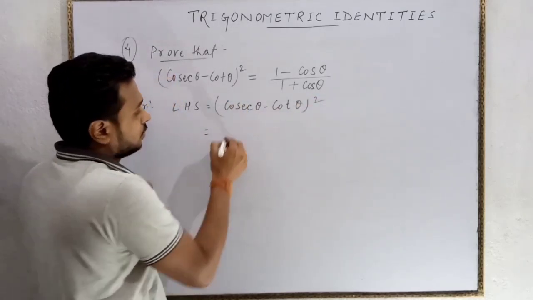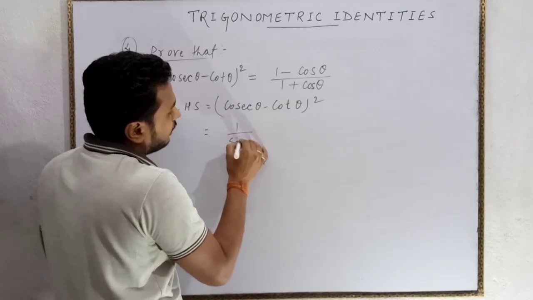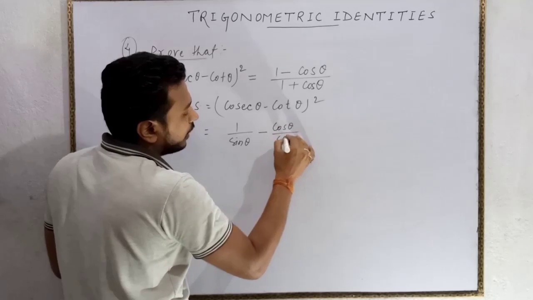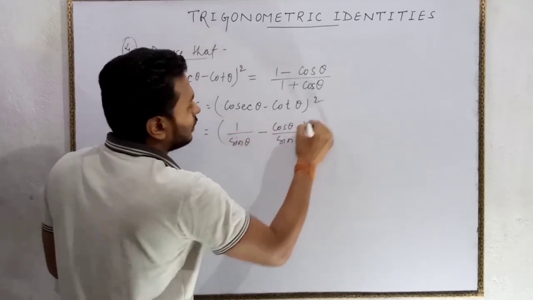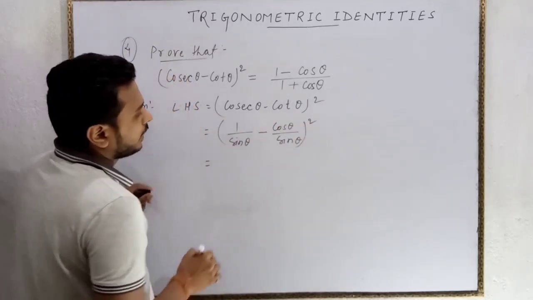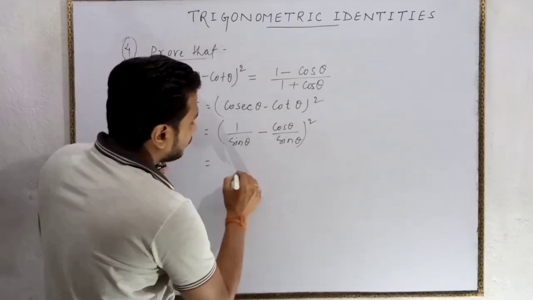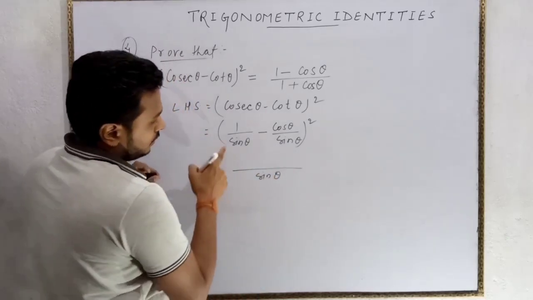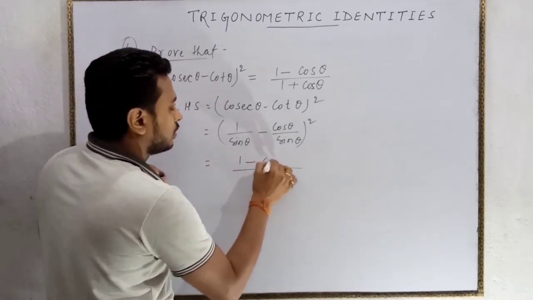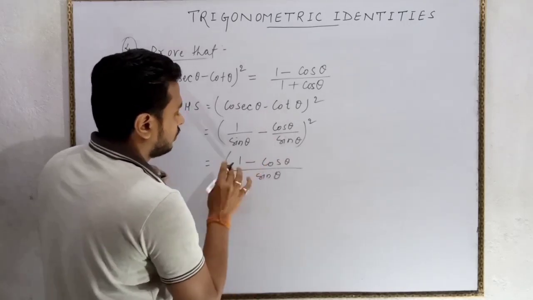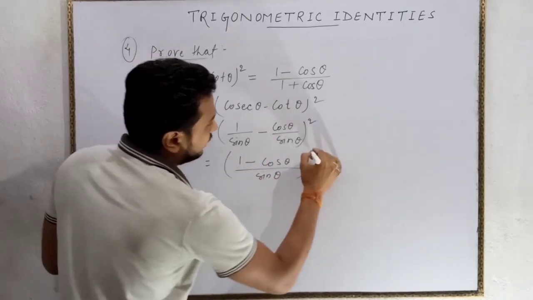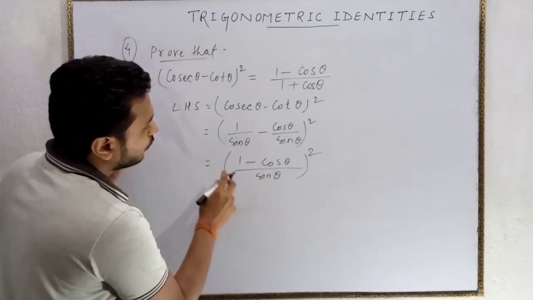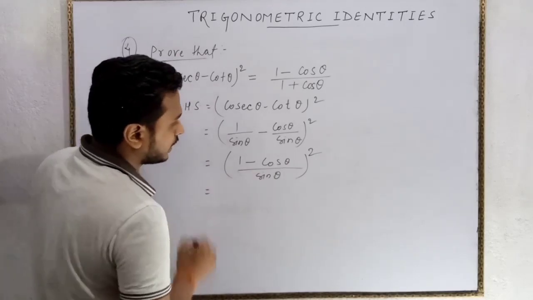We can write cosec theta as 1 by sin theta and cot theta as cos theta by sin theta from the formula. Okay, then the LCM of sin theta and sin theta is sin theta. Okay, then by solving we can get (1 minus cos theta upon sin theta) whole square.